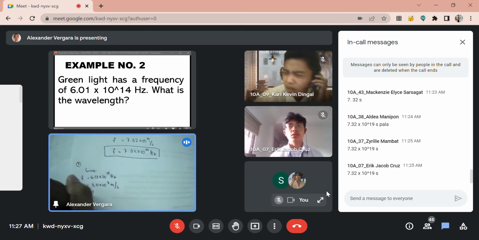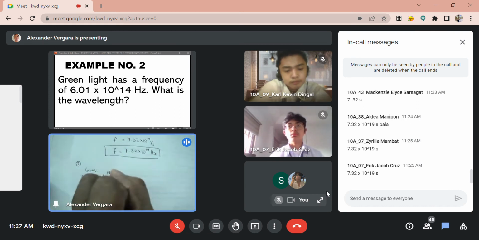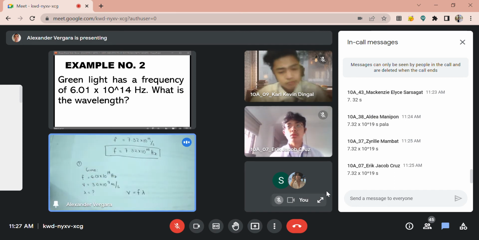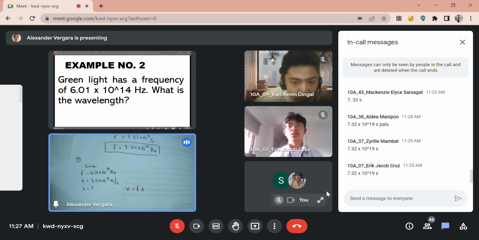So we're looking for the wavelength. So what's the formula in order to get the wavelength? We have the general formula: v is equivalent to frequency times the wavelength. So this is the general formula. So what will we do now in order for us to derive it? Divide both sides by what?